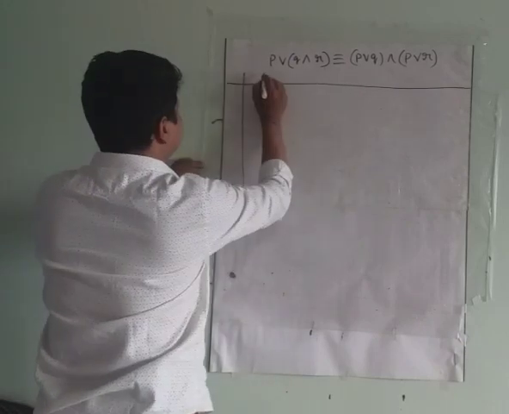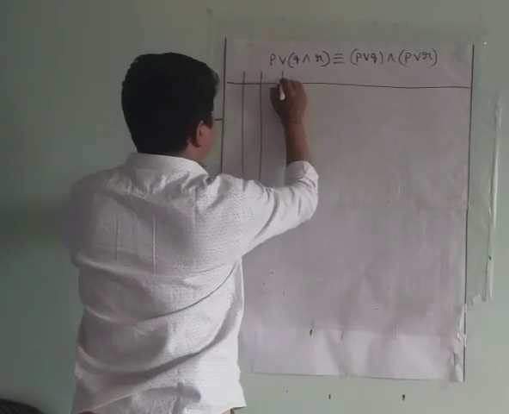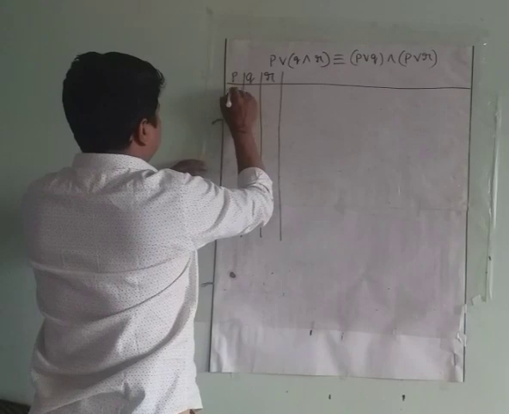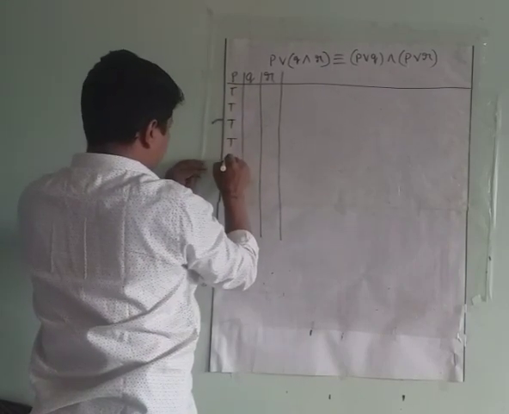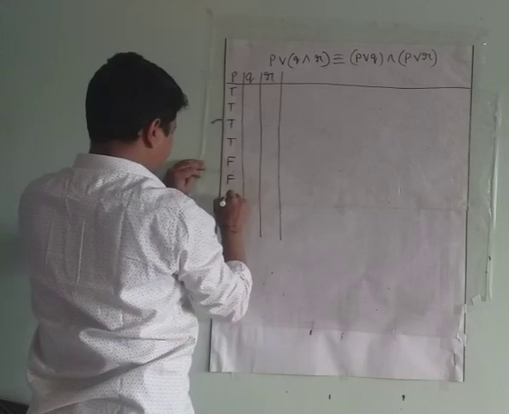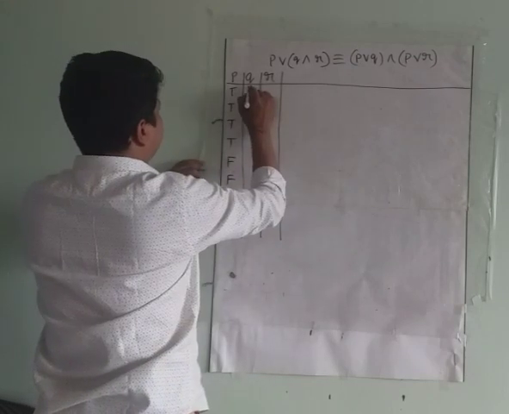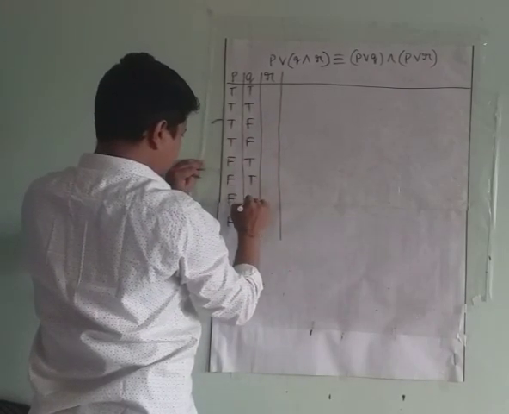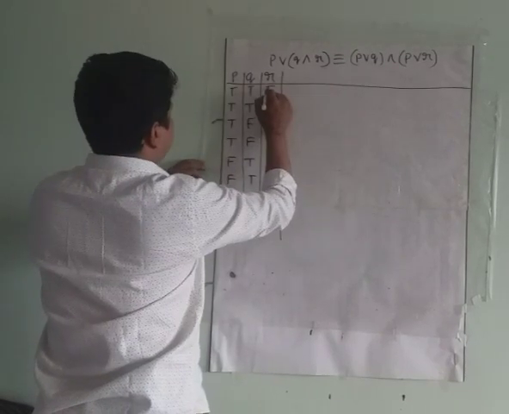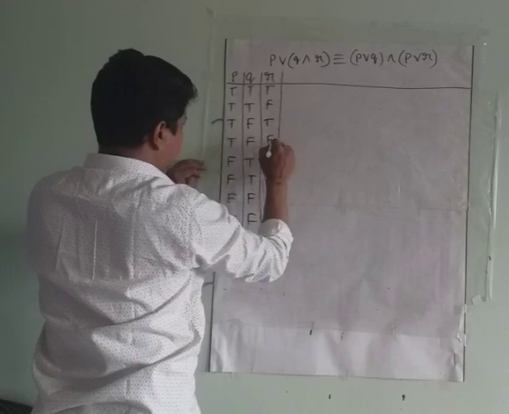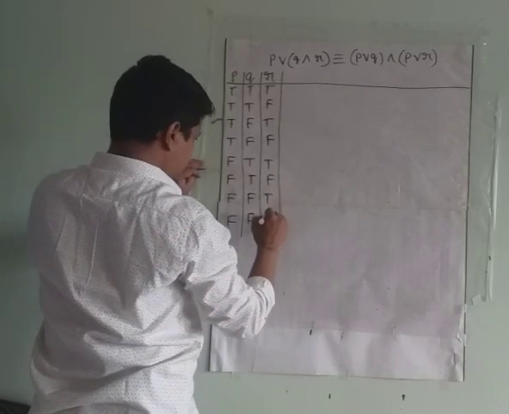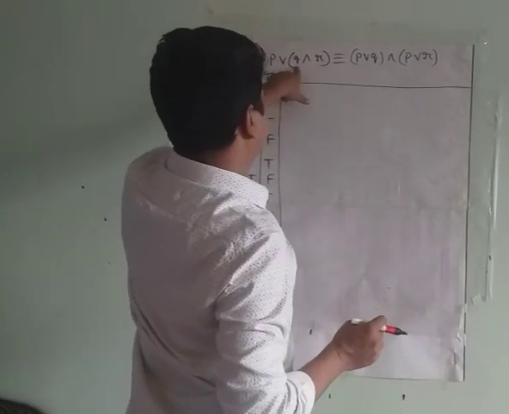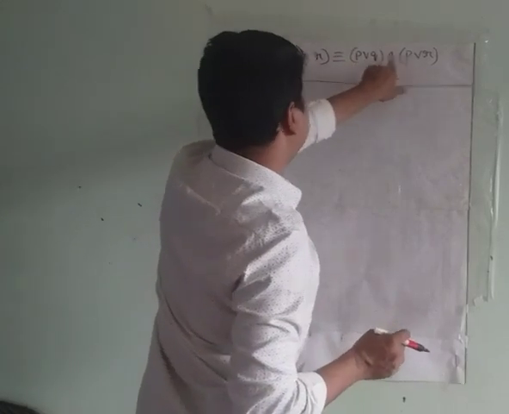And with the statements first, P, Q and R. It will be T, T, T, T, then F, F, F and F. This will be T, T, F, F, again T, T, F, F. This will be T, F, T, F, T, F, T, F. As you see, we need Q conjunction R, P disjunction Q, P disjunction R.